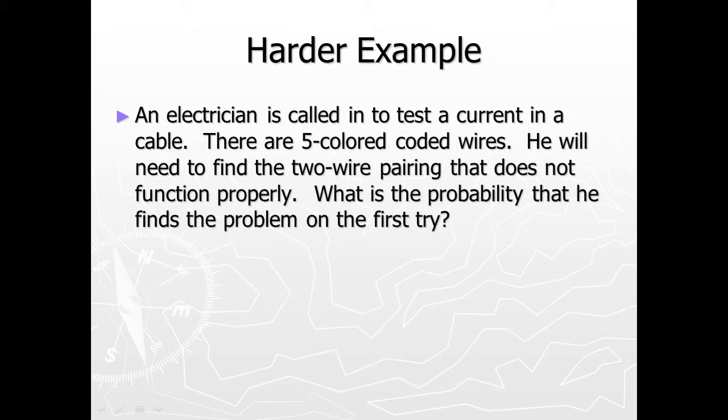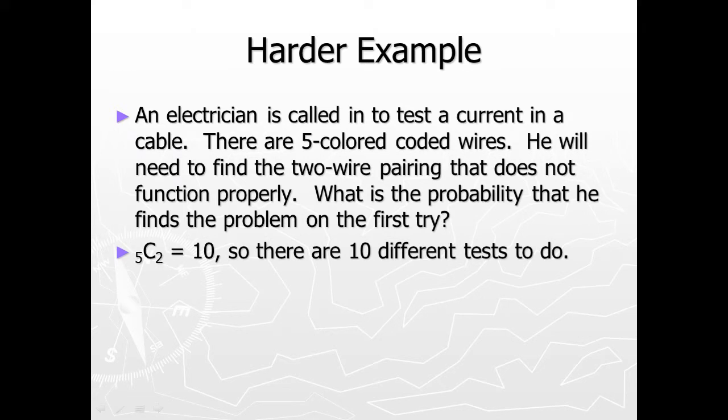It's a 2-wire pairing, and there are 5 color-coded wires. So I have 5 wires, I need to choose 2, so there are 10 possible different tests to do. We're talking about one try only. Therefore, my probability of getting it on the first try is 1 out of 10.